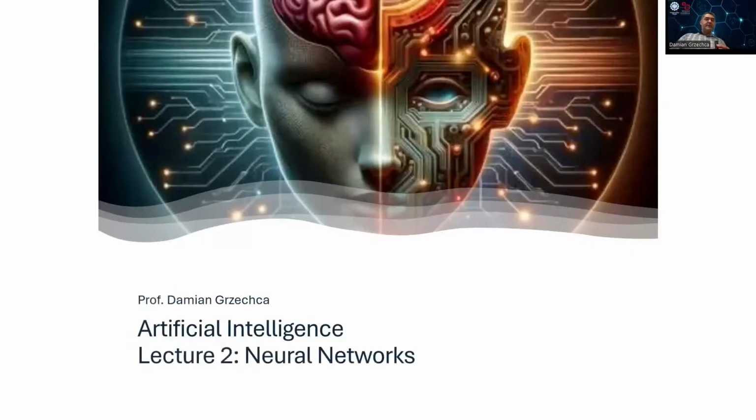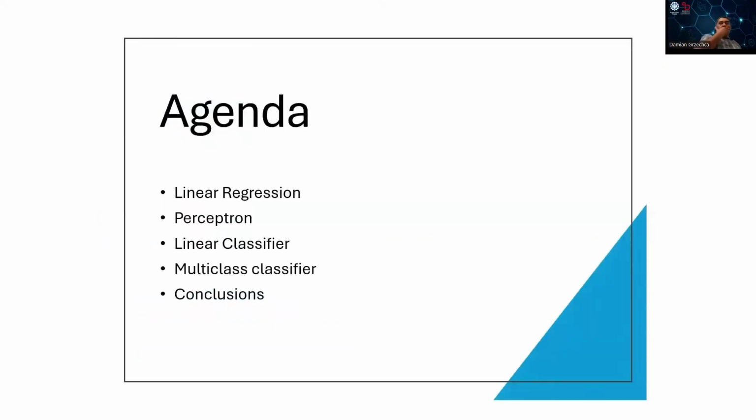It is a little bit more about neural networks. So today, for the rest of today's lecture, I will talk about a single perceptron, a single neuron, okay, how to classify something using a linear function, and also about multiclass classifiers.